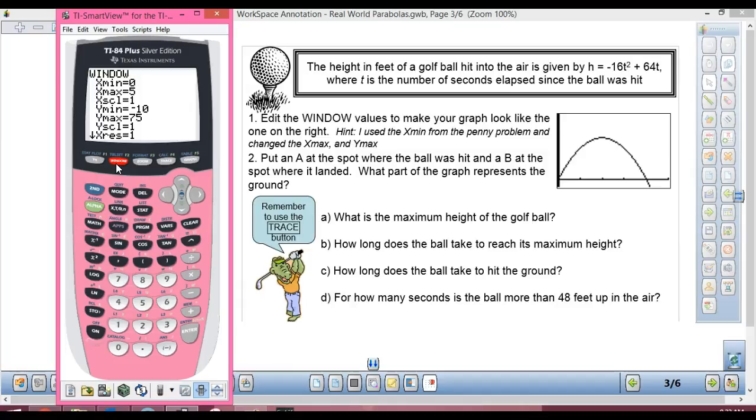Everybody's got their window figured out? Okay, now we're going to hit trace again. The maximum height of our golf ball, so we got to get to the top of that parabola. There I get to, it gets up to 63.99 and then starts coming back again. So we can say our maximum height was 64 what? Feet, yep.